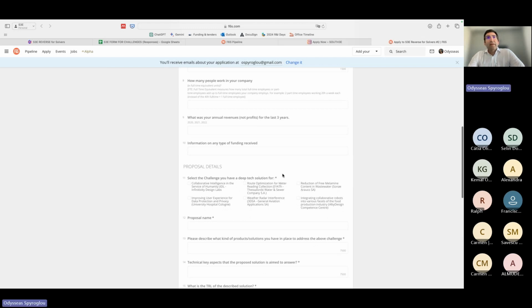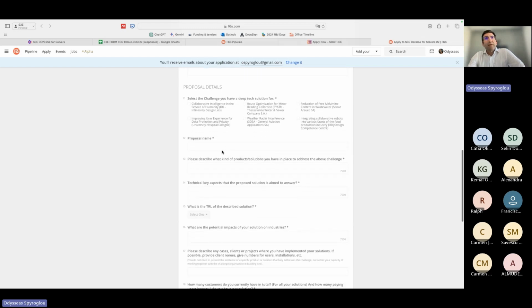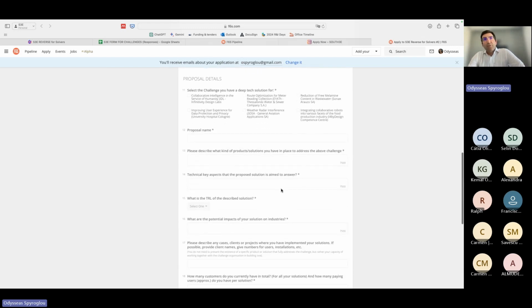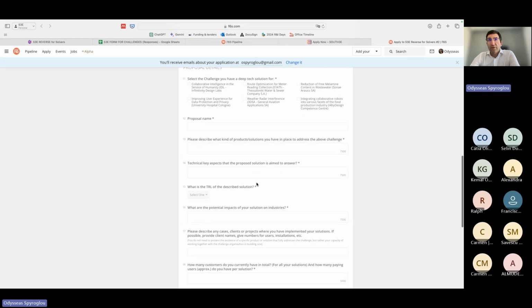You will click on the challenge. Of course, here this will adapt it to the new challenge as well. And you will describe how you propose to solve this challenge, how you propose to address it. And maybe offer some technical key aspects on your solution, maybe some explanations on the frameworks that you're using, on the technology that you will be using, on the know-how that you have.